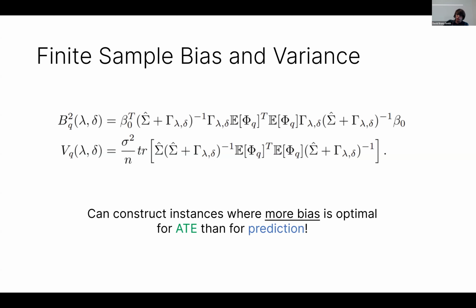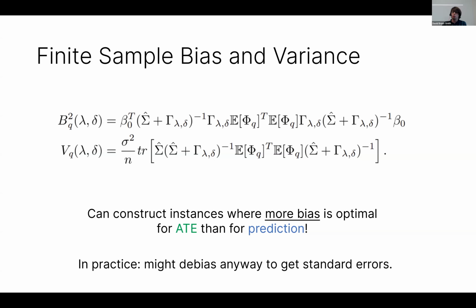One of the interesting things is you can just analyze this thing numerically. We can construct instances where actually more bias is optimal for the ATE than for prediction. So this means that if you do debiasing on these particular instances, you're actually going to hurt your finite sample performance for the ATE. This is something that I hadn't personally seen before and thought was unintuitive.